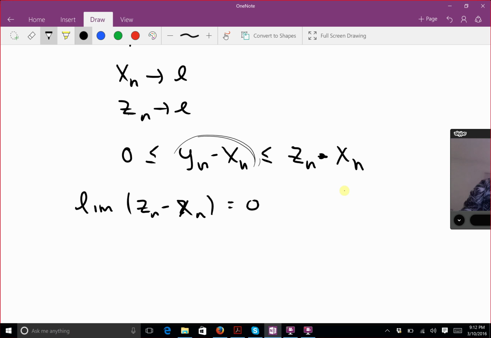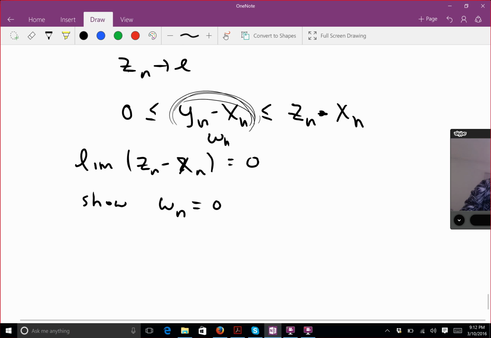So now we want to show that this sequence also has to go to 0, okay? But this is easy to show. This is some new sequence, I'm going to call this Wn. So now I have to show that Wn goes to 0. But that's easy because since this goes to 0, this is easy.